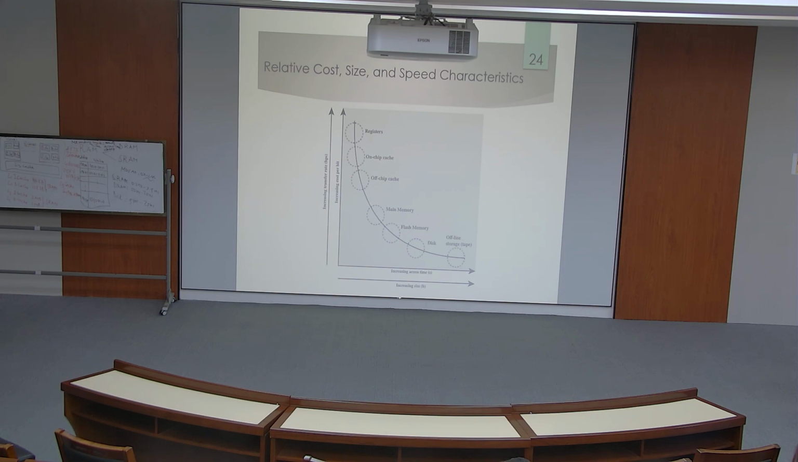We have this picture that depicts relative cost, size, and speed. As I talked about before, the x-axis depicts the increase in access time and the increase in size. As the size increases, there is an increase in access time. The y-axis depicts the increase in cost per GB and the increase in the transfer rate. So this is the relative cost, size, and speed characteristics of our memory system.